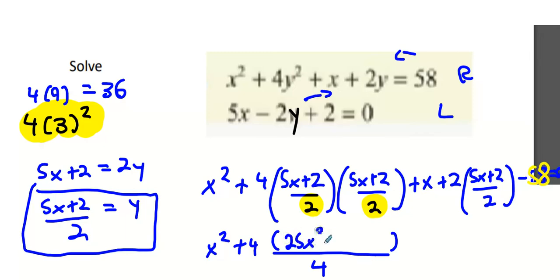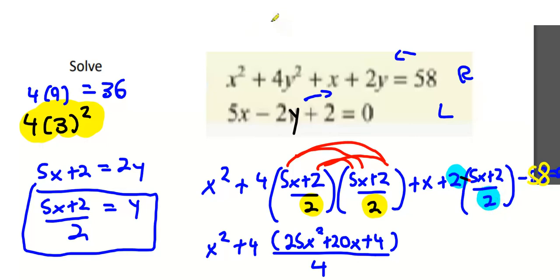25x squared plus 20x plus 4. That's when you multiply out the 4 lines. Is that okay? That's when you do all 4 lines. Cool. Now, lads, here's an interesting one. 2 on the bottom, 2 on the top. What do you reckon? Those 2s will cancel, won't they?